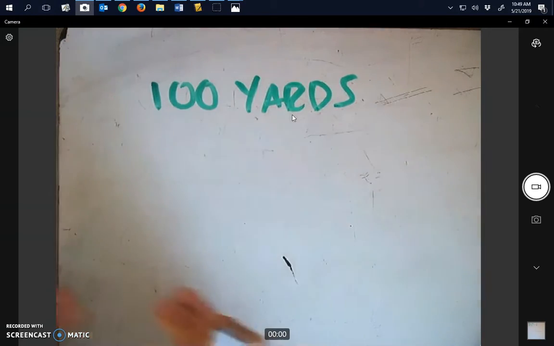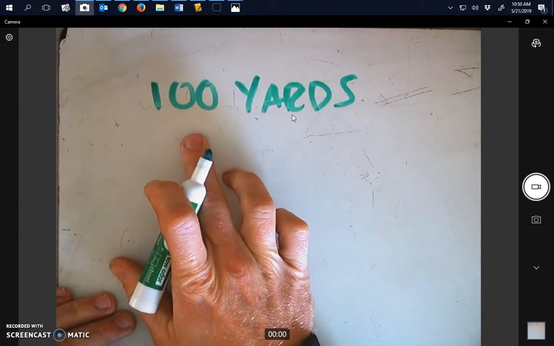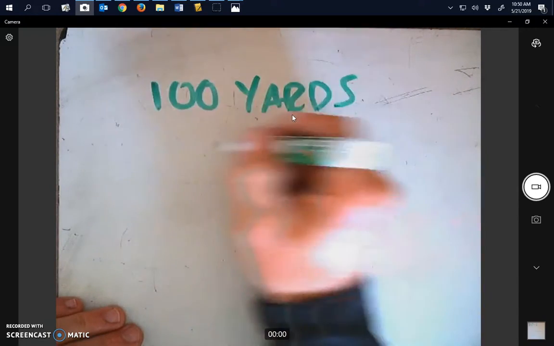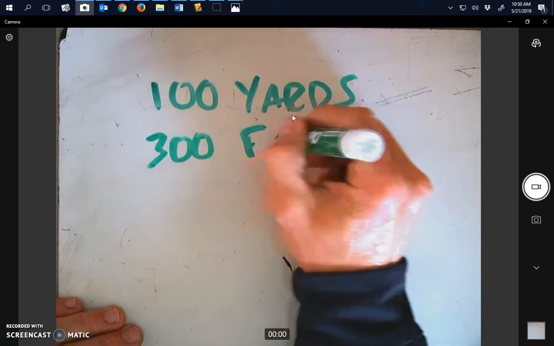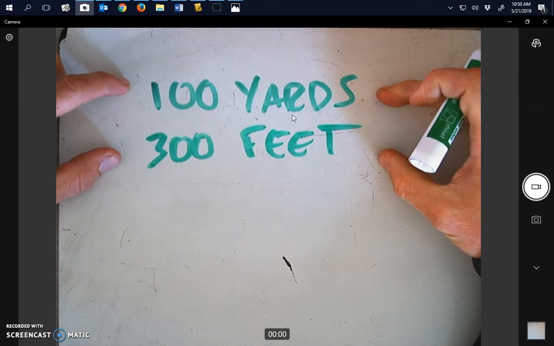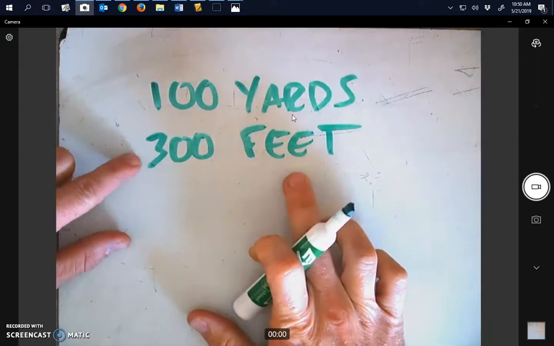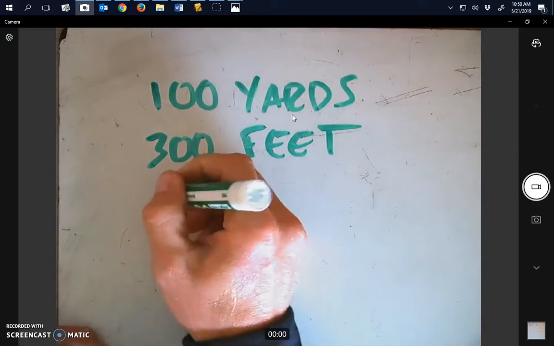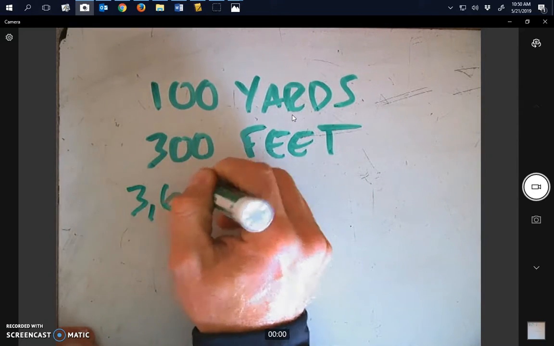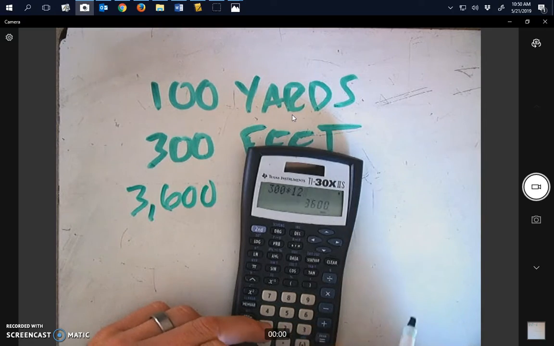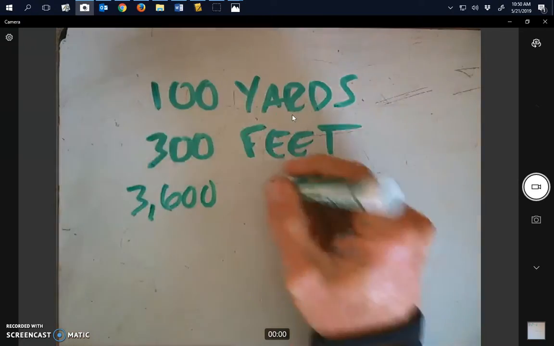well, I could also say that in other ways. How many feet are in a yard? There's 3 feet per yard, so I could do 3 feet times 100, and it would say 300 feet. Now, these are two different things, but they equal the exact same amount of distance. I could also do 300 times 12, which would give me 3,600. And if you don't believe me, 300 times 12 is 3,600. And that would be inches.